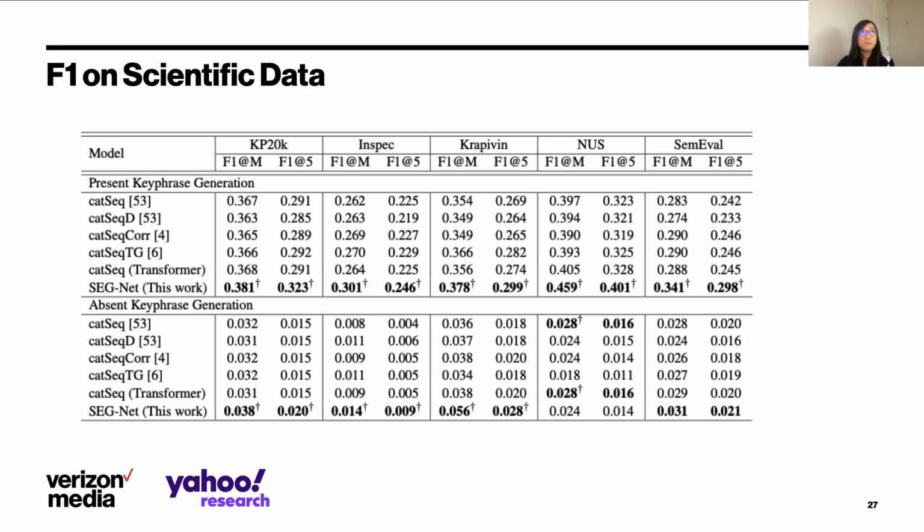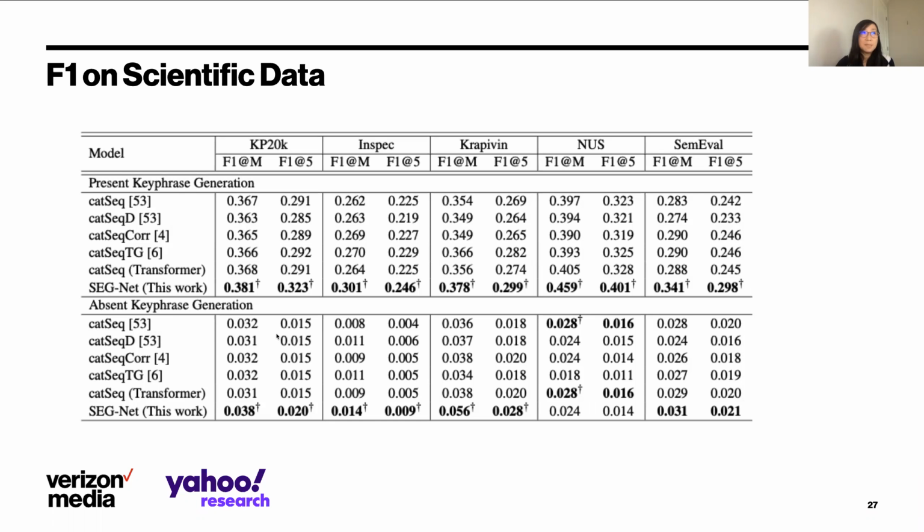And here is the F1 score on the scientific data. Each column here represents one data set. On the top section, it's the performance on the present key phrase generation, and the lower part is the absent key phrase generation. So we can see that with the default CatSeq baseline, we are improving the F1 score from 0.367 to 0.381. And according to our statistical significance test, this improvement is actually significant. And this is the same across all these different data sets.